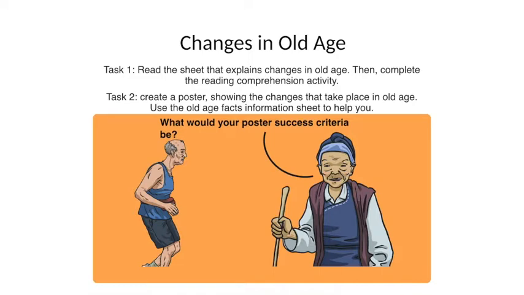Okay, so a couple of tasks for you to do today. Firstly, what I'd like you to do is read the sheet that explains the changes in old age. It's the one that has a picture of a gentleman in the middle and lots of facts coming from him. If you don't have it in your pack, I've uploaded it to the school site and it's also going to be on the following slide, so don't worry, you'll have everything that you need.